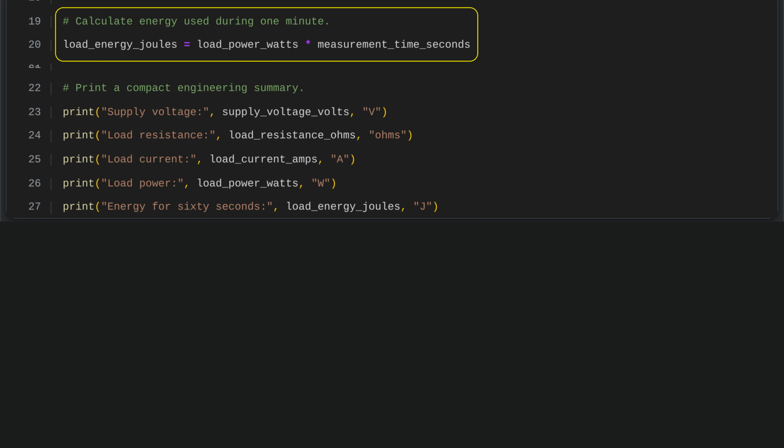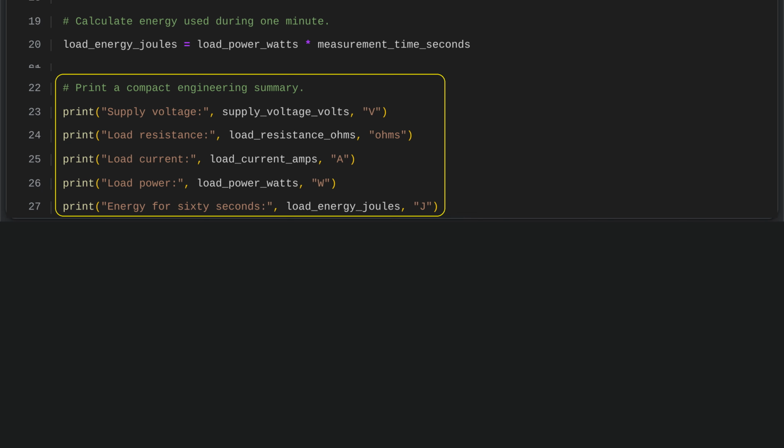Energy used over 1 minute is found by multiplying the load's power in watts by the time in seconds. This gives the energy in joules. The program prints a concise summary of key electrical results: supply voltage in volts, load resistance in ohms, load current in amps, load power in watts, and energy used over 60 seconds in joules. This gives a clear overview of the main calculated values and their units.